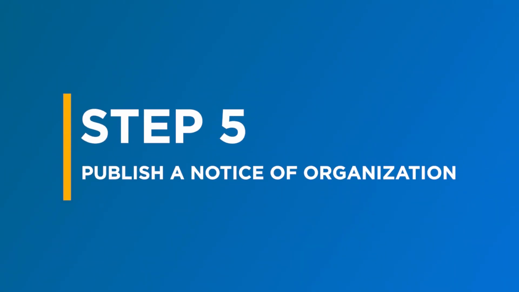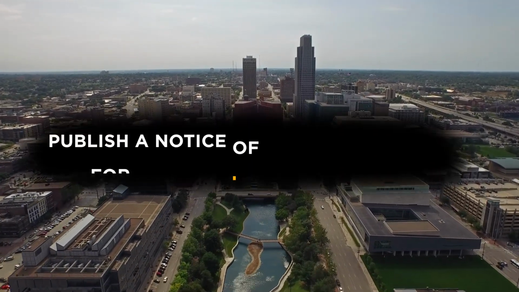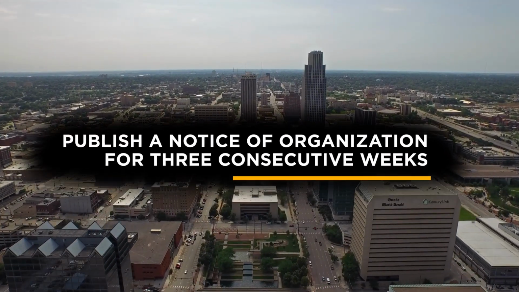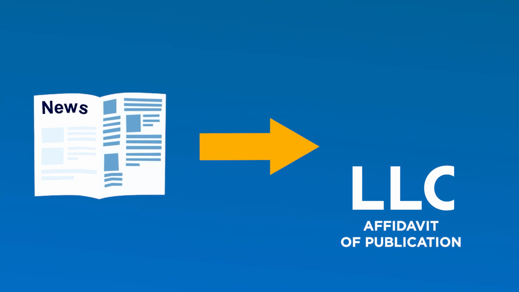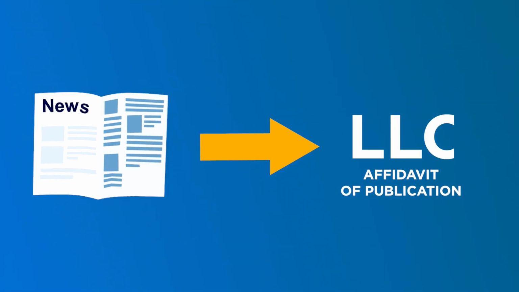Step 5. Publish a notice of organization. A Nebraska LLC must publish a notice of organization for 3 consecutive weeks in a newspaper or similar publication in the county where your LLC is based. After publishing the notice of organization, the LLC must file an affidavit of publication with the Secretary of State online or through the mail.